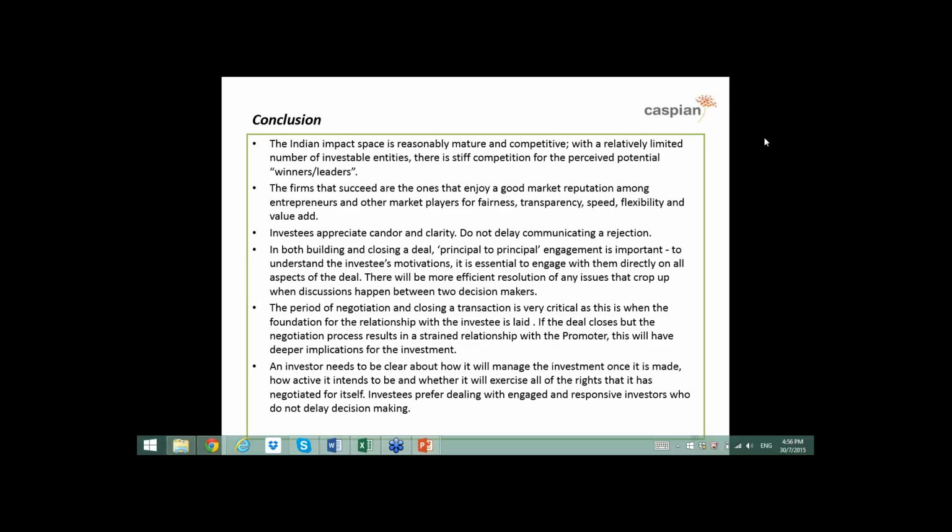So in our experience, obviously there is a lot of competition for the potential winners or leaders in each of these sectors. The way we see it, the firms that will end up succeeding and getting the better deals are the ones that enjoy a good market reputation, both among entrepreneurs and other market players, for transparency, for speed, for flexibility, and for value add. One important thing that we've always believed in is that investees certainly appreciate clarity and candor. So if the answer is a rejection, then that needs to be communicated quickly, instead of delaying it or dragging the process on to the benefit of no one.